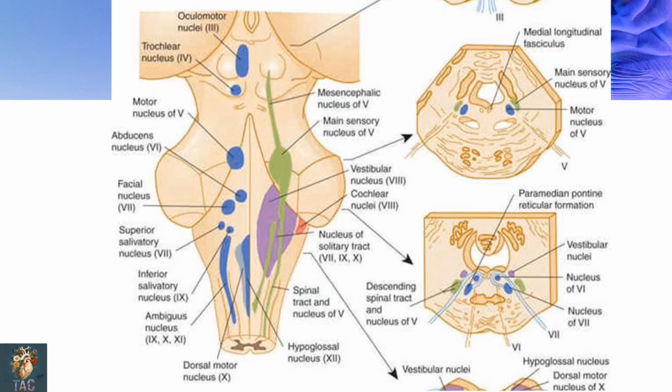Here you can see this is the paramedian pontine reticular formation. This one is the trapezoid body. This is the ventral part. And in this area you can see the motor nucleus and the sensory nucleus of the trigeminal nerve and the medial longitudinal fasciculus. This one is the medial lemniscus. This is the trapezoid body, and this is the basilar or the ventral part of the pons.